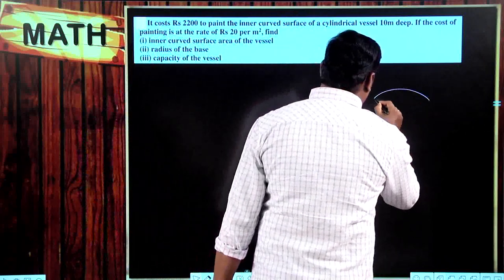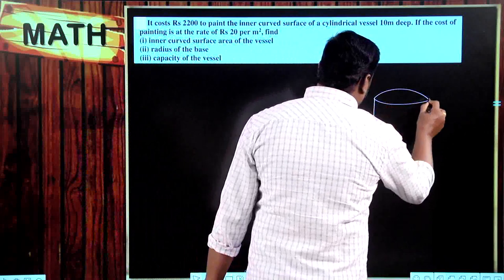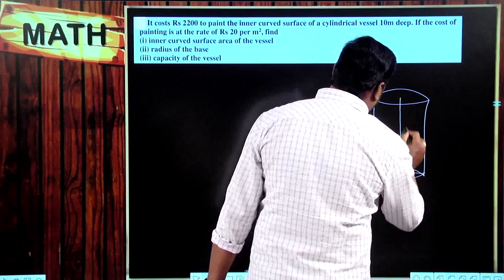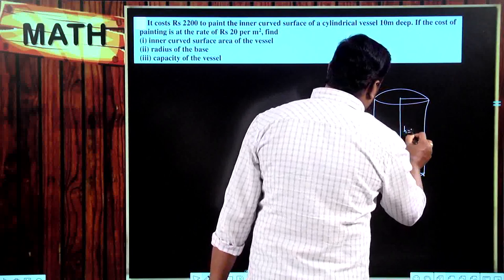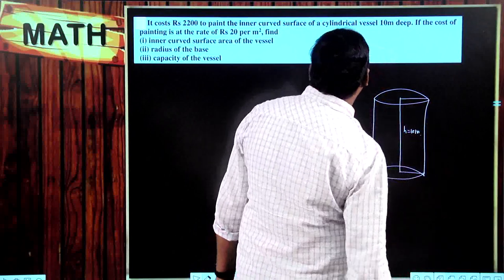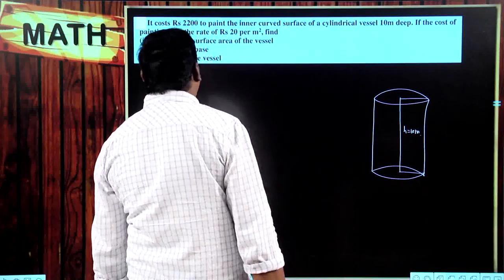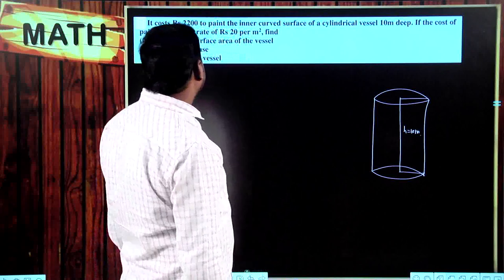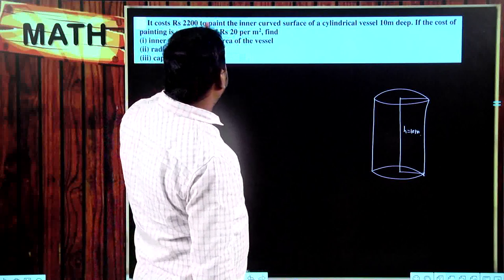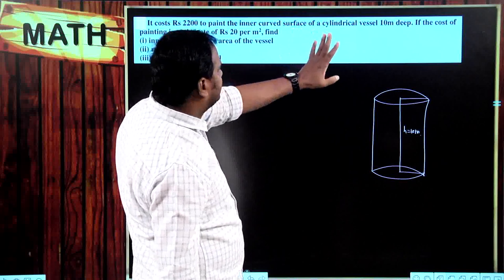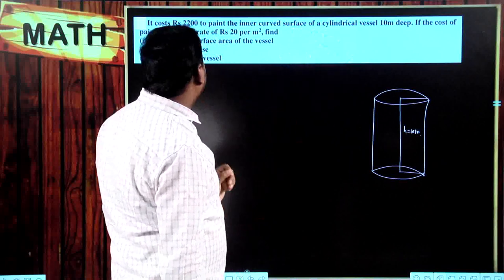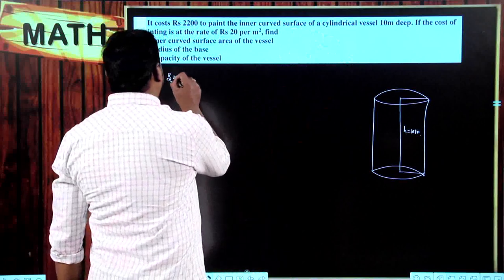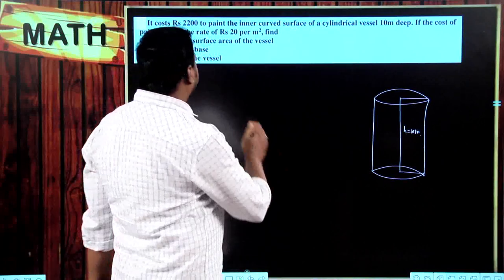So, this is a cylindrical vessel whose height is equal to 10 meters. If the cost of painting is at the rate of 20 rupees per meter square, find the inner curved surface area of the vessel. It costs 2200 rupees to paint the curved surface area of the vessel 10 meters deep. If the cost of painting is at the rate of 20 rupees per meter square, the information given here is the cost of painting the inner curved surface.